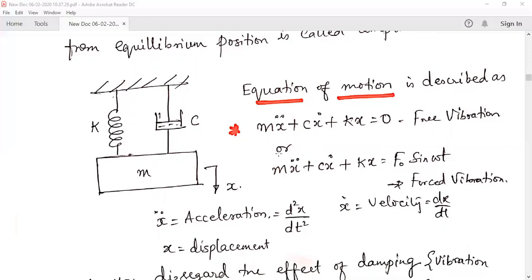The inertia effect is proportional to the acceleration. Acceleration is the second order derivative of the displacement, and the first order derivative is the velocity. You are familiar with this: change in displacement with respect to time is velocity, and change in velocity with respect to time is acceleration. So the right side equals 0 for free vibration cases.